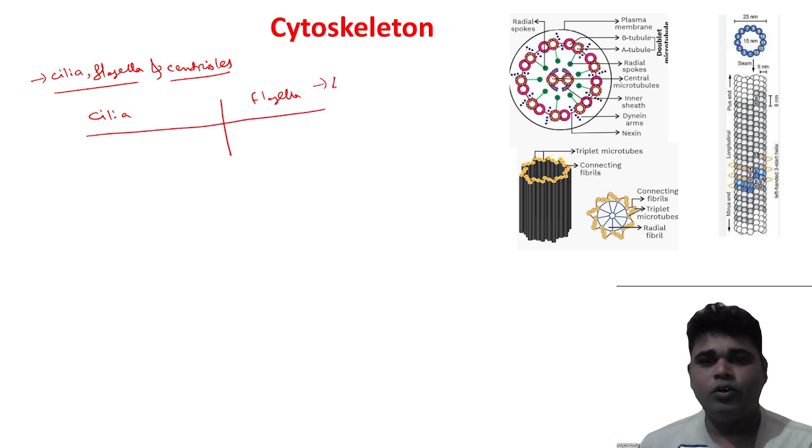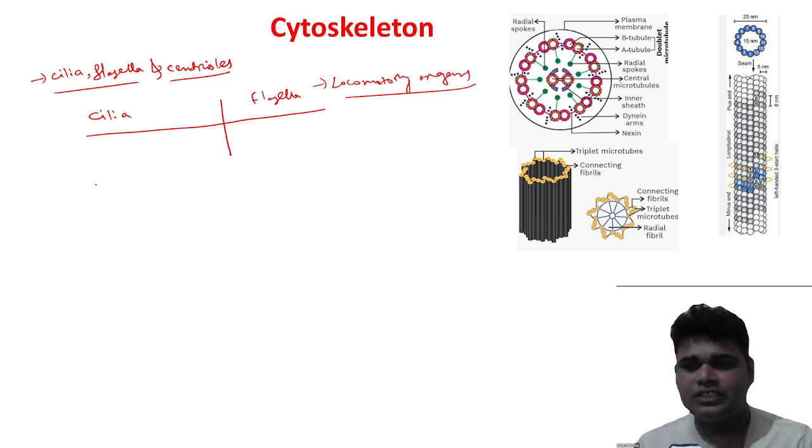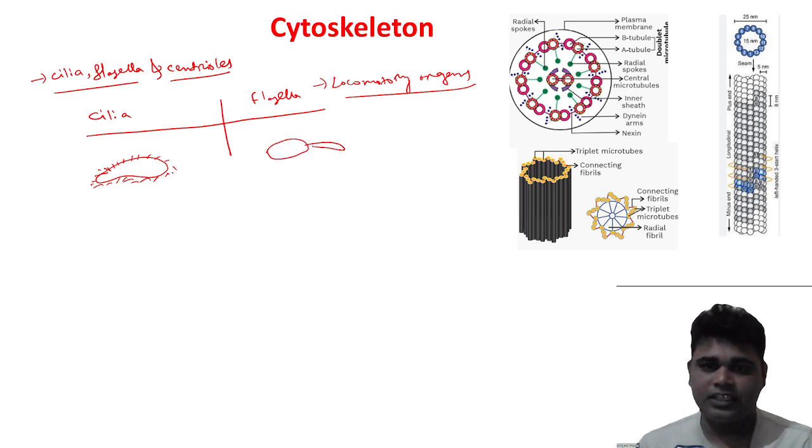They are the locomotory organs. What is a locomotory organ? That means it helps in the locomotion of the organism. For example, the cilia in the paramecium. In the paramecium, this hair-like structure is present and it is called the cilia. For example, the euglena. In the euglena, a tail-like structure is present and that is called the flagella.